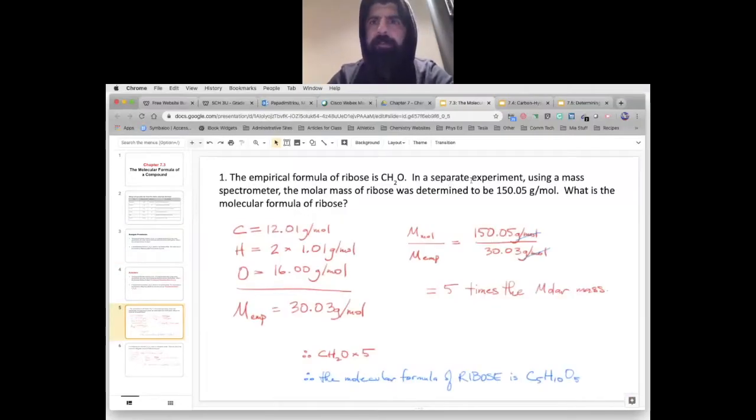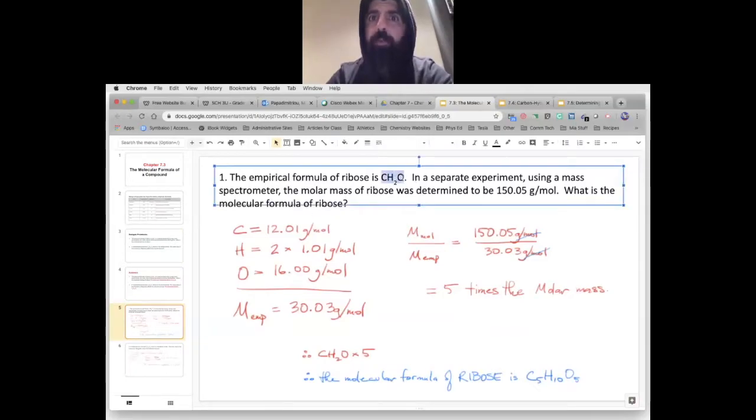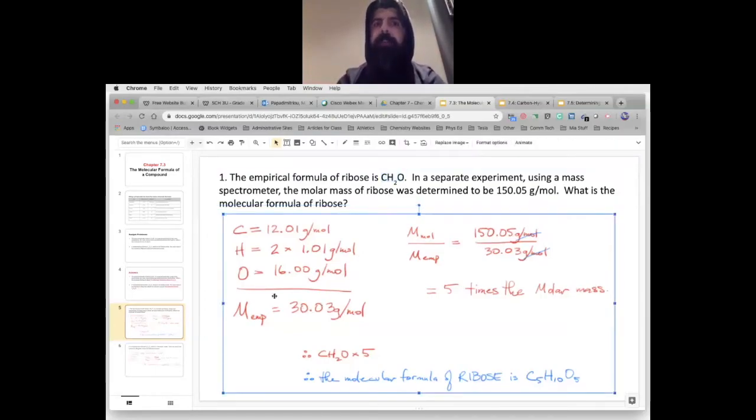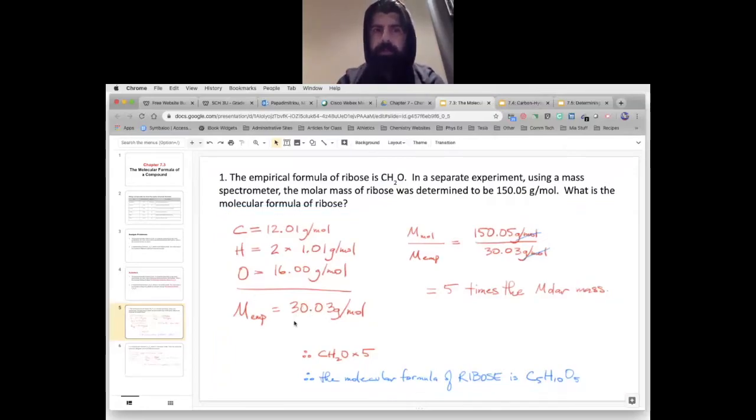So here we have that equation. So what we want to do is, whenever we have an empirical, always find the molar mass of that empirical. Okay, and that's what we have right here. 30.03 grams per mole. That's the molar mass of the empirical, and it's not in the question. The only value given in the question is the molar mass of what our molecular formula is.